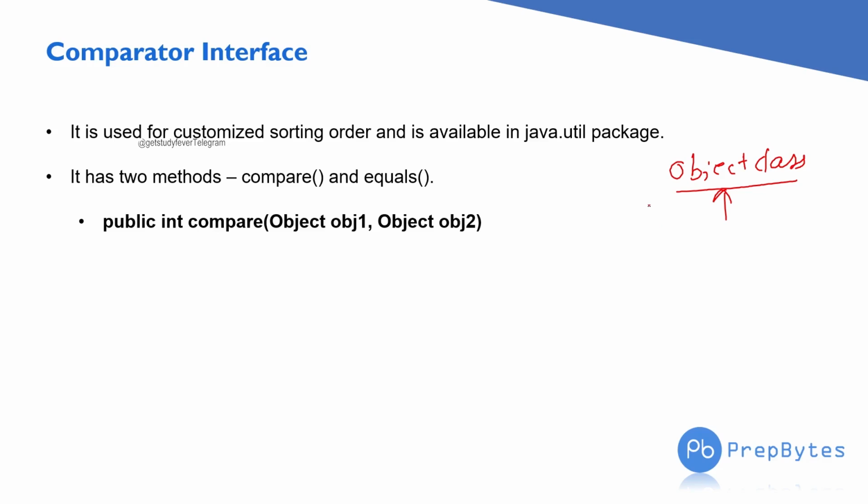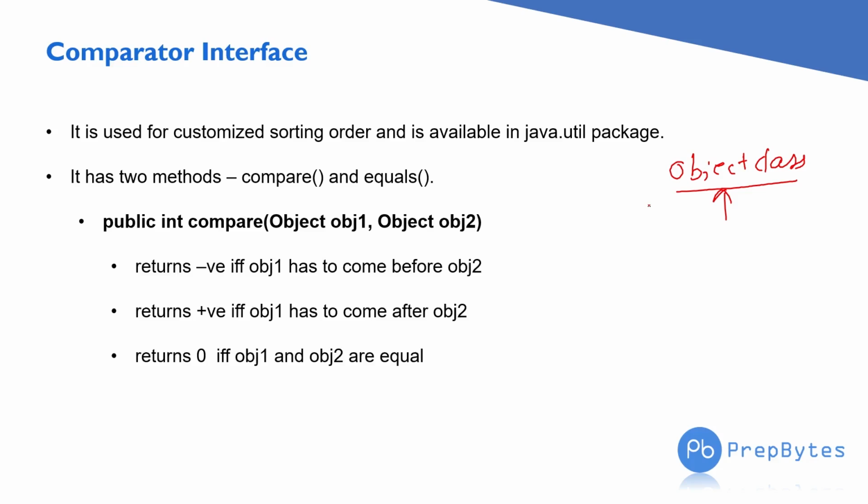It is similar to the compareTo method we have seen in comparable. In compareTo we wrote object1.compareTo(object2), and here we are writing it in argument form. So it returns negative if object 1 is smaller than object 2, that is object 1 comes before object 2. Positive if and only if object 1 has to come after object 2, that is object 1 is greater than object 2, and 0 if and only if object 1 and object 2 are equal. The second one is equals, that is the same as the Object class equals method. So this is the comparator interface.